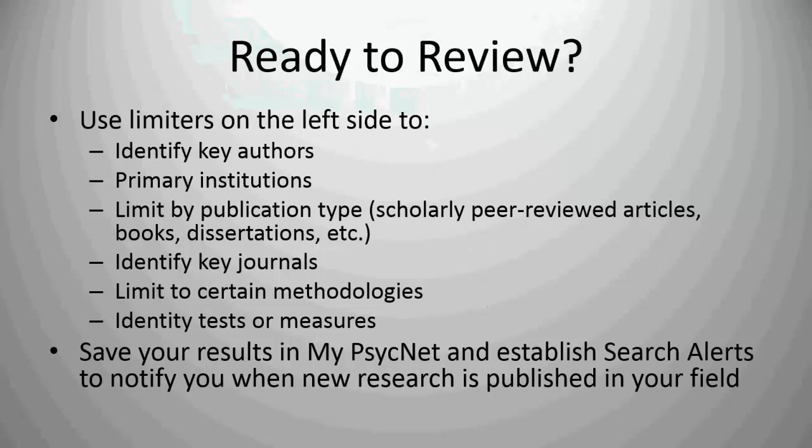And then some of those limiters of particular interest to graduate students would have us identify key authors, primary institutions, limit by publication type, identify the key journals publishing on this topic, limit to certain methodologies, and identify the tests or measures that were used. And as we mentioned, you can save your results in My PsycNet and establish search alerts to notify you when new research is published in your field.